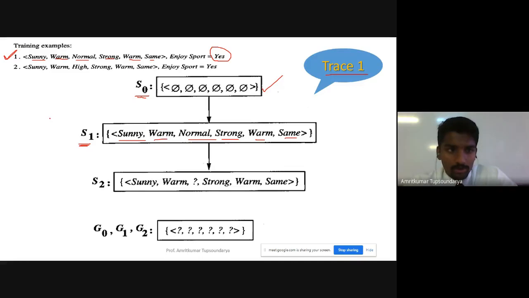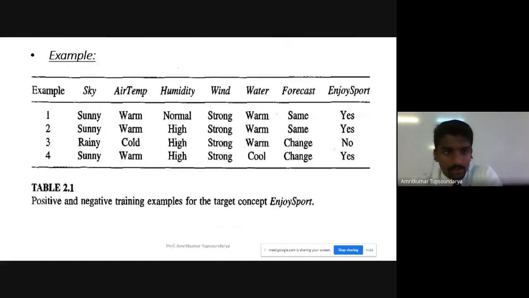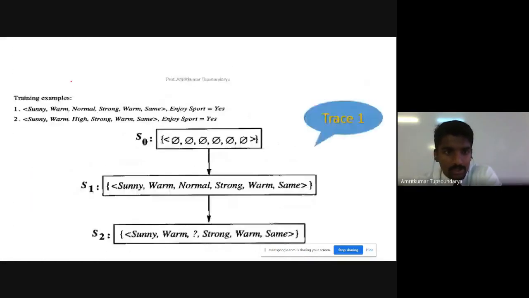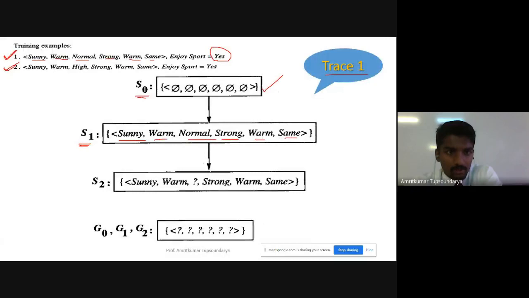Now, moving on, when we encounter the second example, we are still in the for loop, right? Let me go back to the program and show you. We are still in this for loop, so we are iterating as long as we have positive training examples. So the second example, when we encounter it, is still a positive example, right?